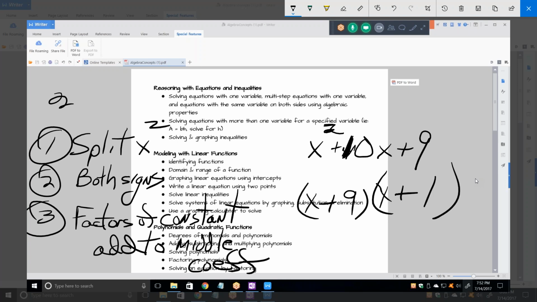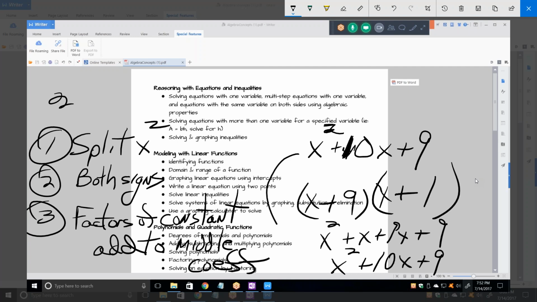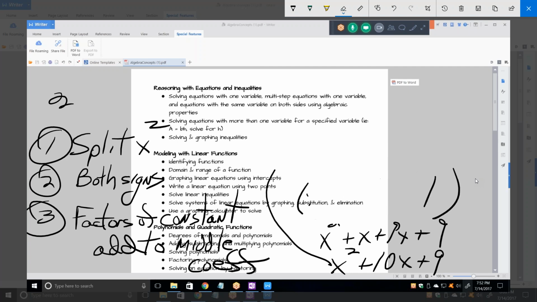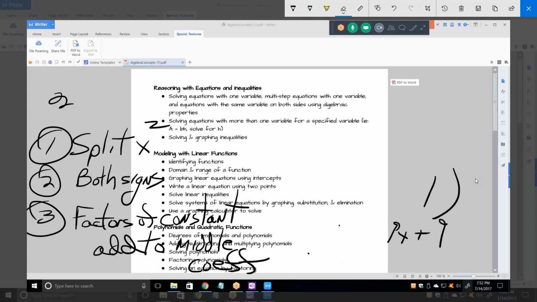And then if you multiply these back together again, you get x squared plus x plus 9x plus 9, which gives you x squared plus 10x plus 9. In other words, you always got to get back to that. Never forget that factoring is unmultiplying. Now, let's take an extremely similar situation. I'm only going to change one thing. Instead of plus 10x, I'm going to make it minus 10x plus 9.